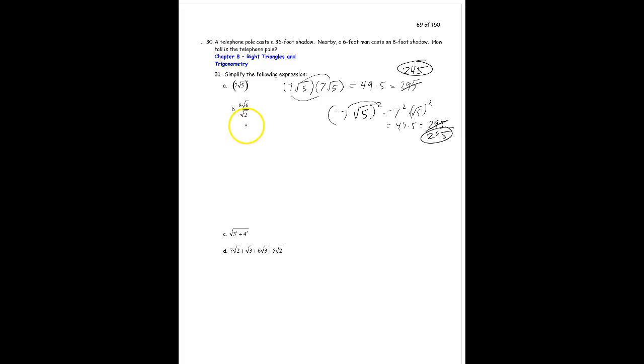On B, common problem of having a radical in the denominator. So whenever you have a radical in the denominator, the way you clear it out is multiply by what I like to call the funny form of 1. So it's going to be a fraction that's going to equal 1, where the numerator and denominator of the fraction are the same, and they equal that radical that we want to get rid of in the denominator. So that's why I've chosen square root of 2 over square root of 2.